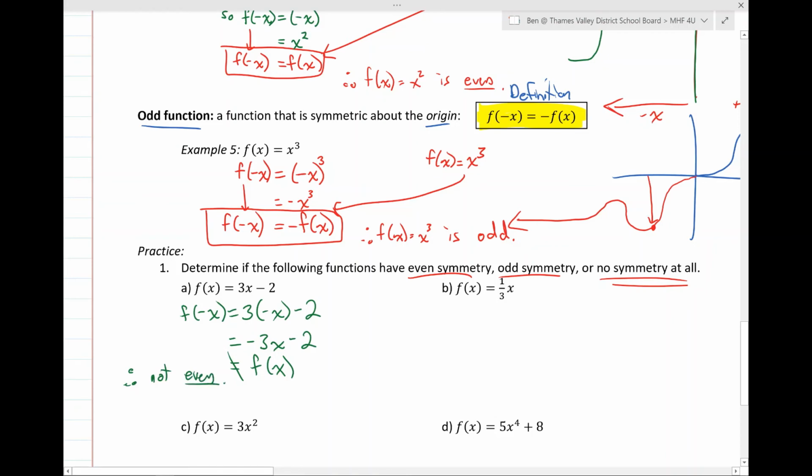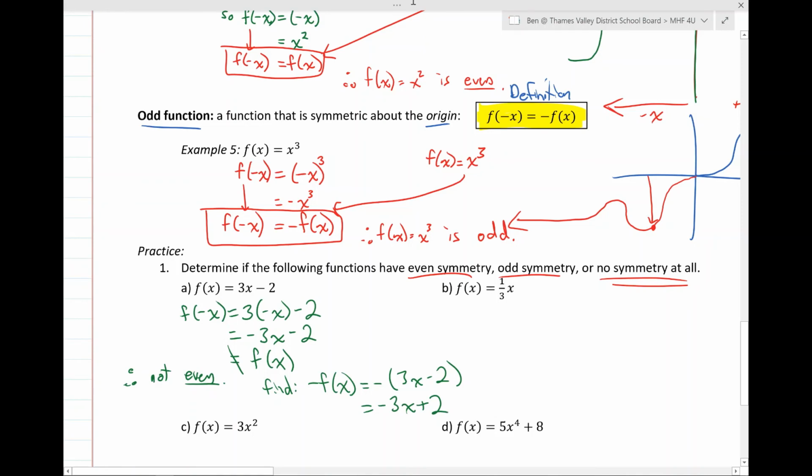Just because it's not even does not mean it has odd symmetry, so we need to check as well to see if it has odd symmetry. Luckily, we've already calculated the first part, f of negative x. Now we need to compare that to negative f of x. Negative f of x equals negative, and then everything I see up here, so negative of 3x minus 2. If I distribute this, that equals negative 3x plus 2.